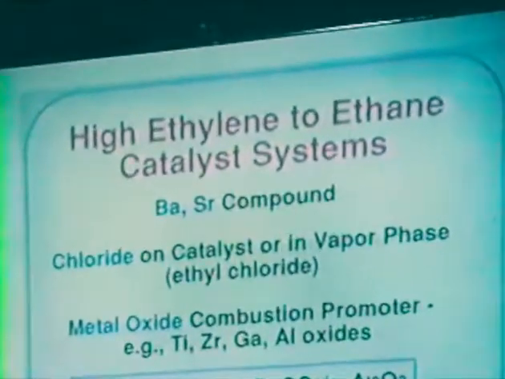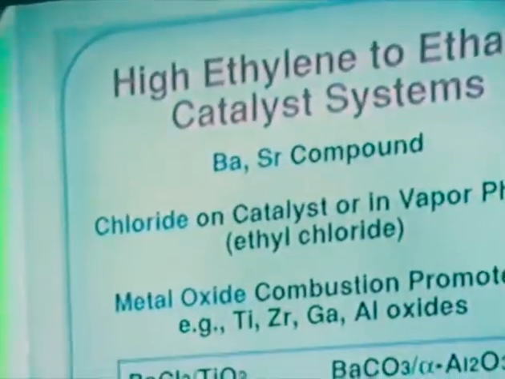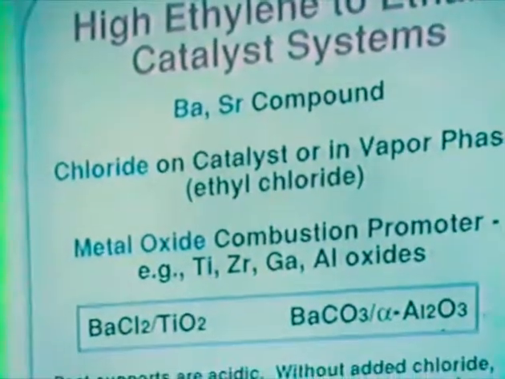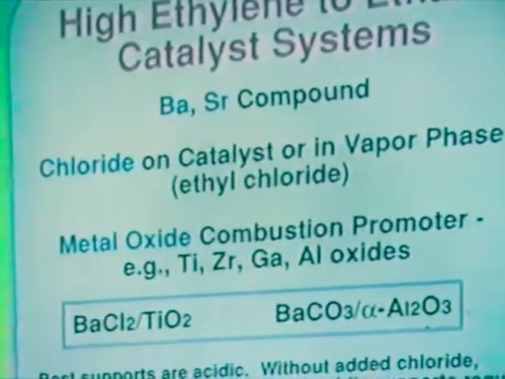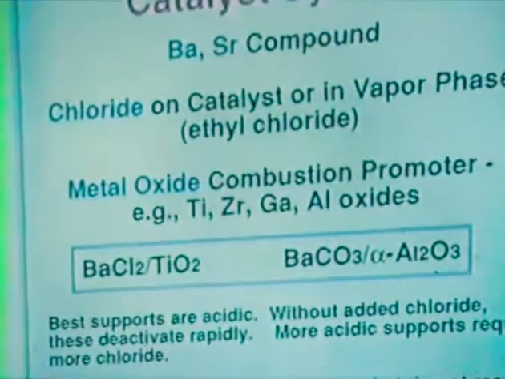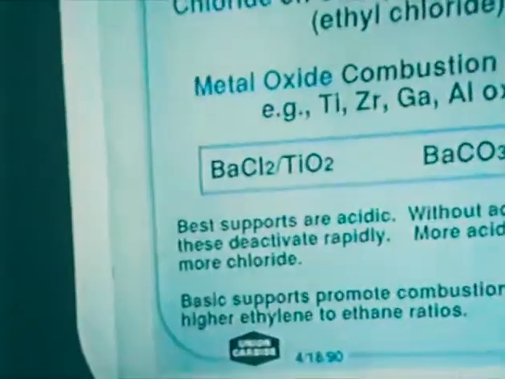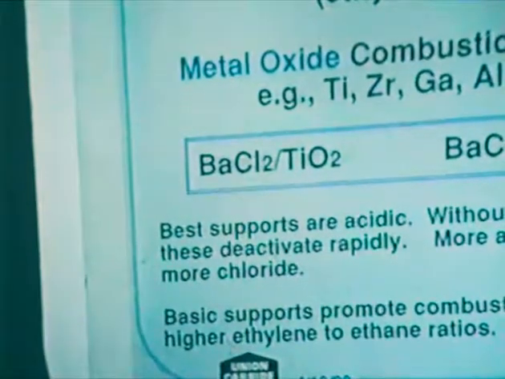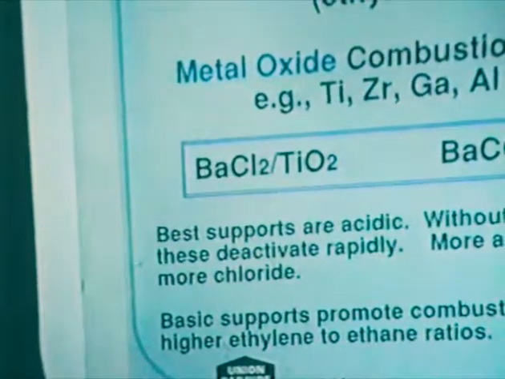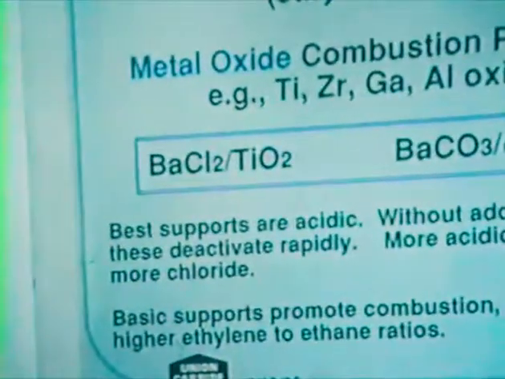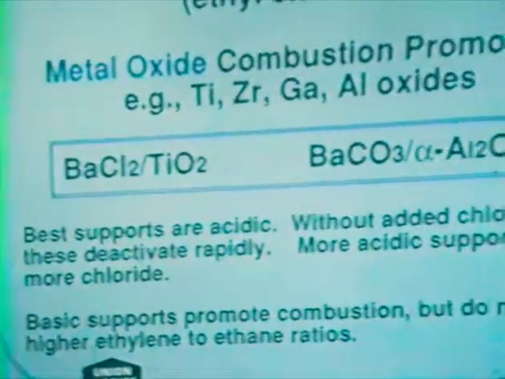You'll find that in the literature there are very few, in fact there are no reports of catalysts which are stable for hundreds of hours with reasonable C2 yields. This class of catalysts contain alkaline earth components, chlorides, and what we call a metal oxide combustion promoter. A metal oxide combustion promoter is a metal oxide which without promoters would burn methane.